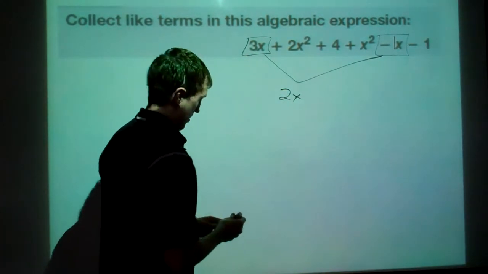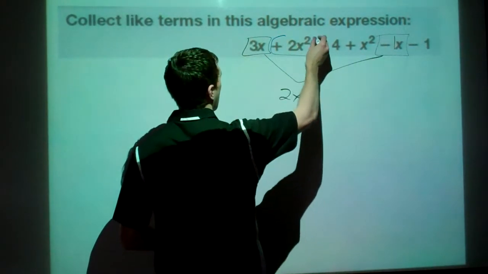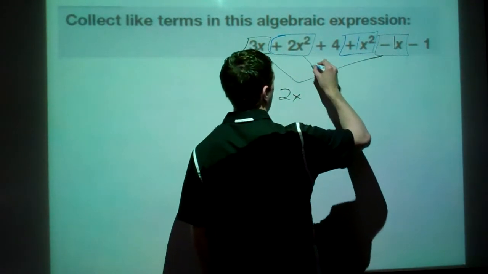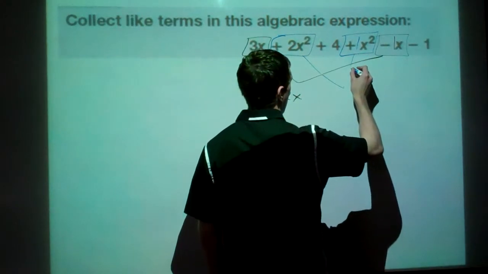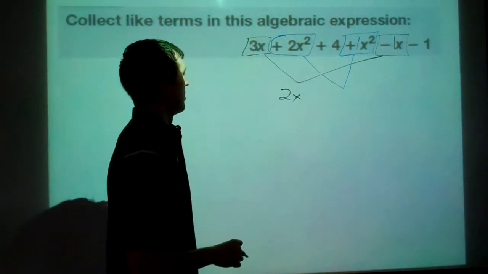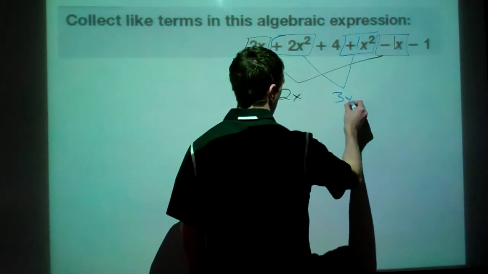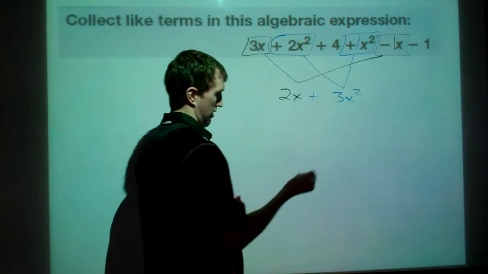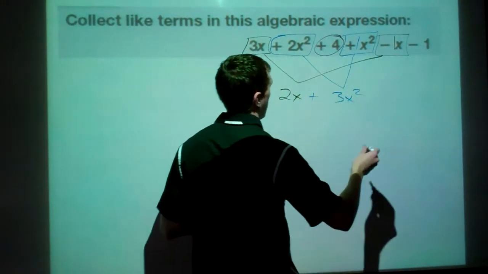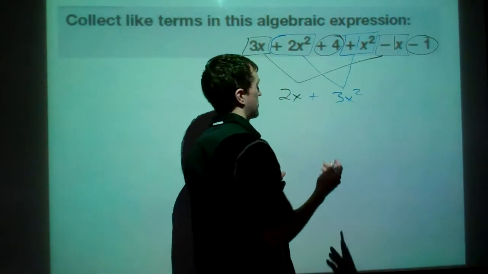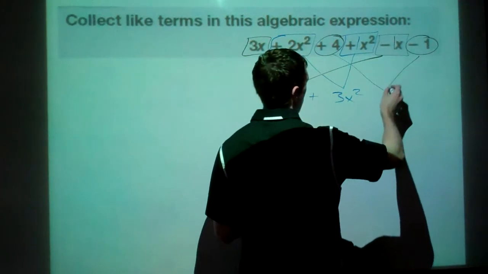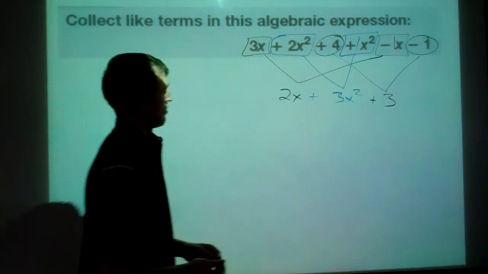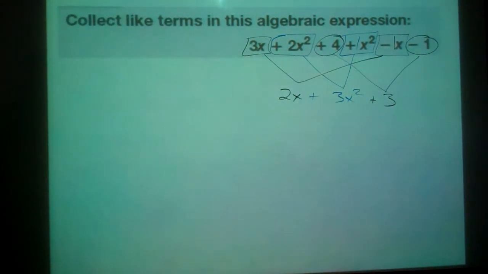Now we can look at our positive 2x squared, sorry. And we can combine that with a positive 1x squared. And if we do that, we've got 2 plus 1 is 3. And we're adding, because we got a positive answer. Alright, and then lastly, positive 4 and minus 1. Those are our constant terms, but we can still combine those. We've been doing that our whole lives. 4 minus 1 is 3. So, we could just put our answer as 2x plus 3x squared plus 3.